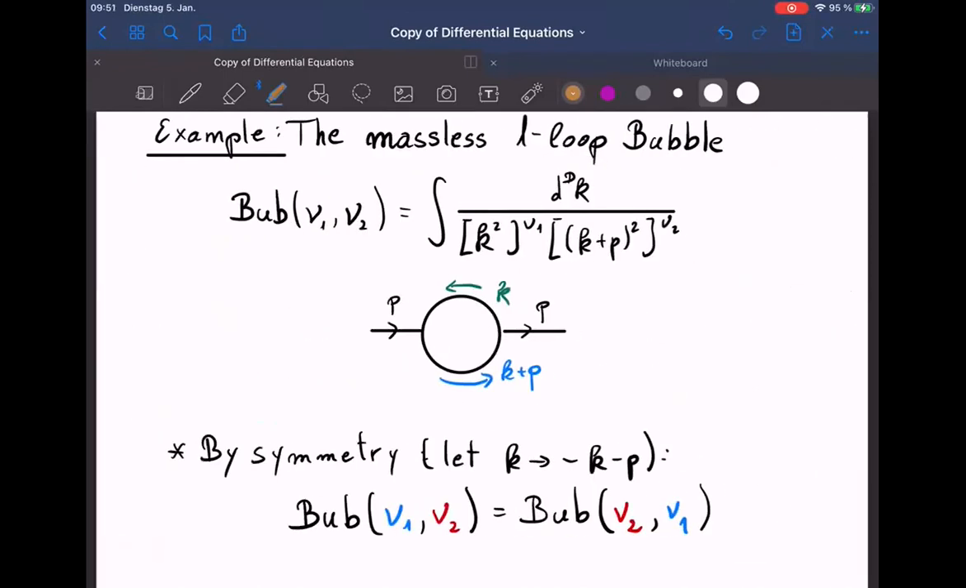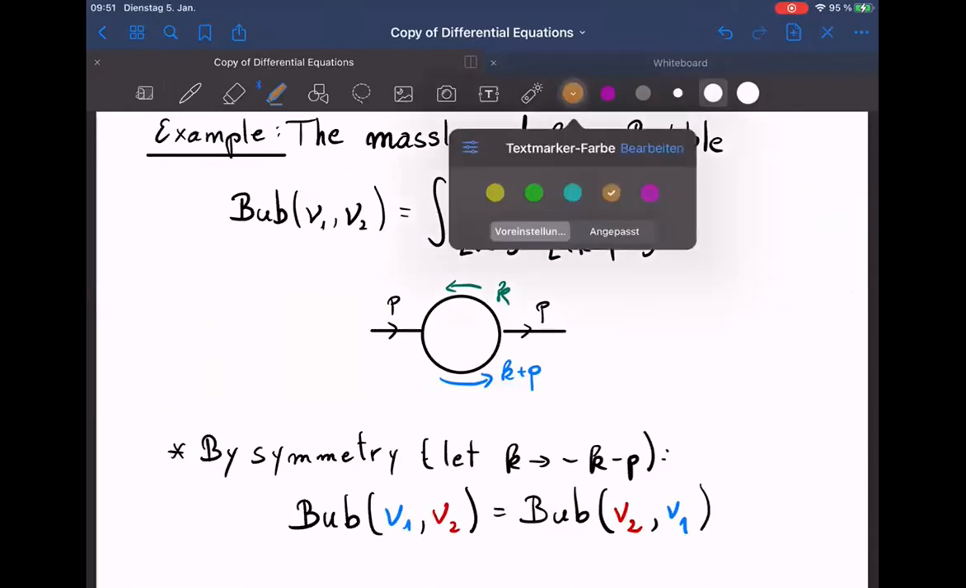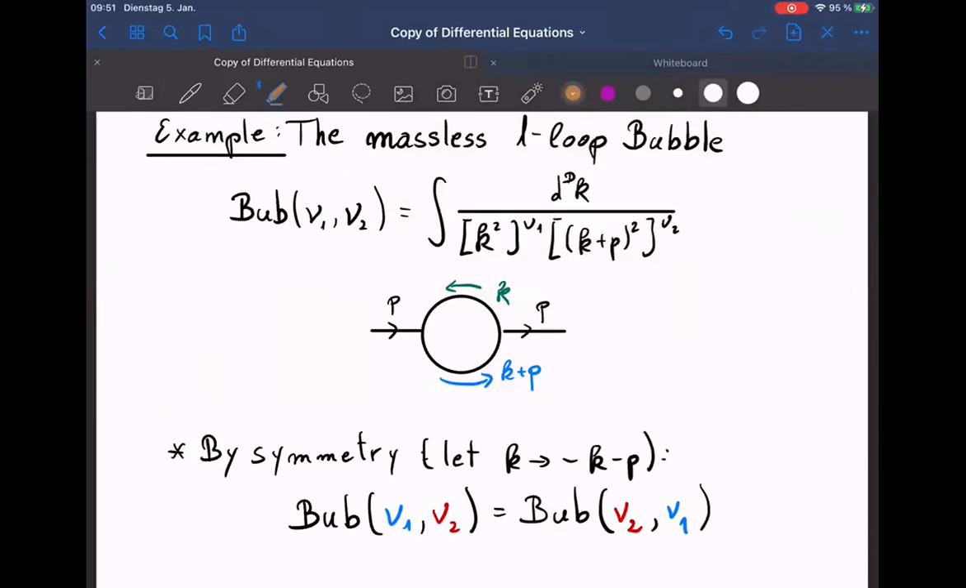So let's look at the example of the massless one-loop bubble. It's a very simple example, and it shows it because you can really do everything by hand and see every single step. So I look at the family which has two propagators. You see the Feynman diagram here. It has two propagators, k squared and (k plus p) squared. p is the external momentum.